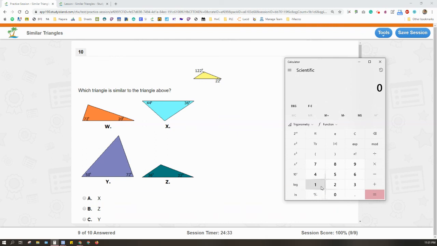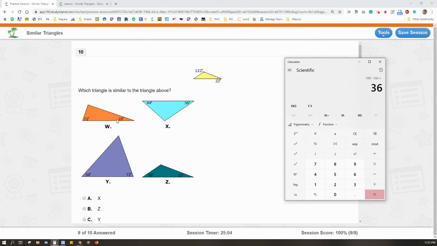So here we go. We've got 122 plus 22. That gets us to 144. So how much are you missing? 180 minus 144 will get you to your answer, your 36. So we've got 122, 22, and 36. So if we can match up 2 of those angles with 2 angles in another triangle, we'll get it. So which one of these triangles has 2 of the 122, 22, and 36? We need to match up 2 of them.